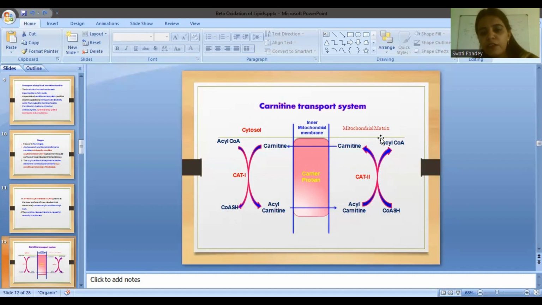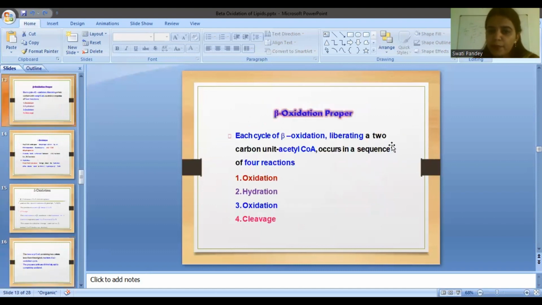So there is a very simple step of transport of this acyl coenzyme A into the mitochondrial matrix. As we can see, only the carnitine, the carrier protein, which has now left the acyl coenzyme A, is again transported back into the cytosol. So this is the carnitine transport system. Now our activated fatty acid has reached inside the mitochondrial matrix. Now the proper oxidation will take place.